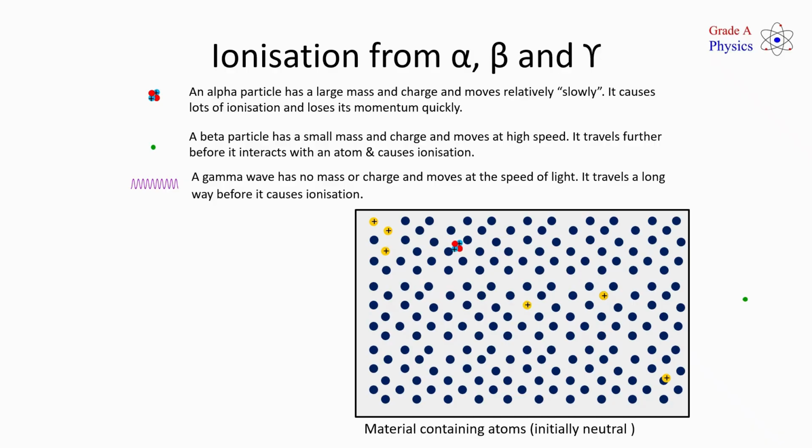So here we have this link between the properties of alpha, beta and gamma and how they're related to the amount of ionization each causes and the range as well. And this leads into discussions about which is the most dangerous. Well, it depends on the situation and the exposure and the proximity.